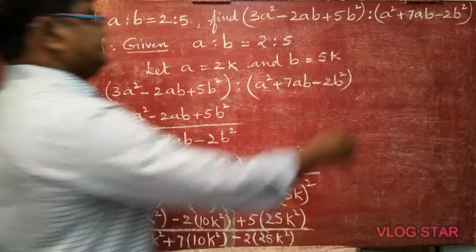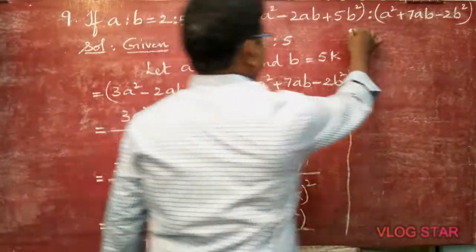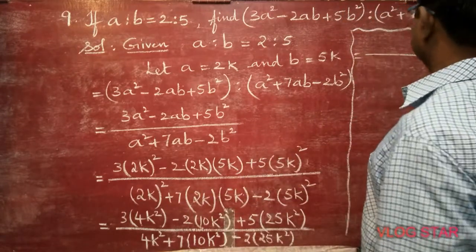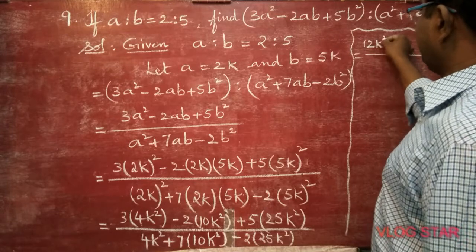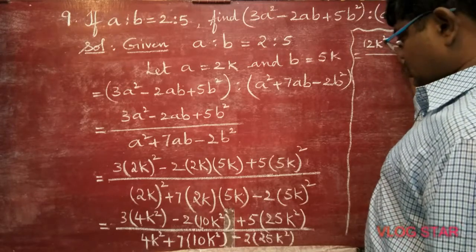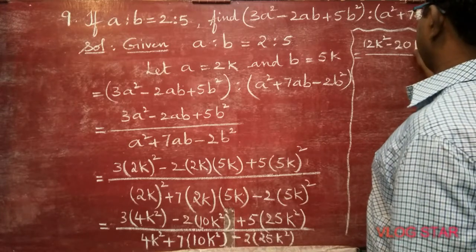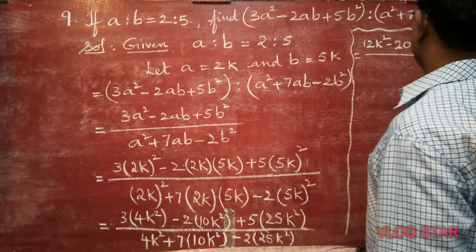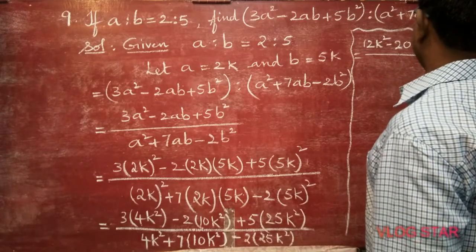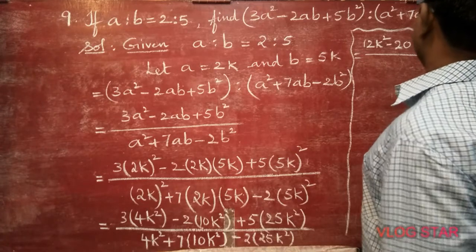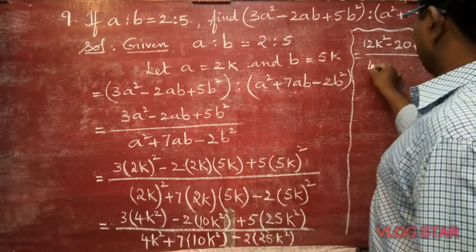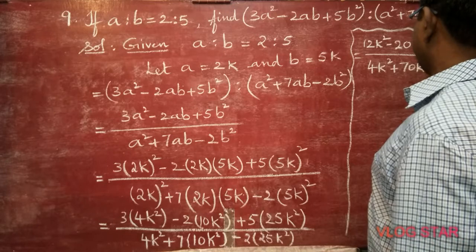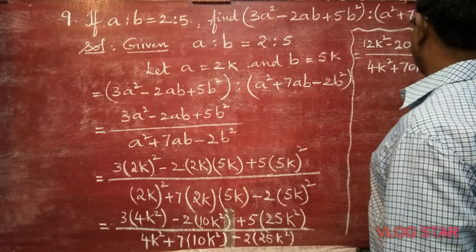Now still simplify. Now 3 4s 12, 12K square minus 2 10s are 20, 20K square. Next, 5 25s are 125, 125K square by denominator 4K square plus 70K square minus 50K square.